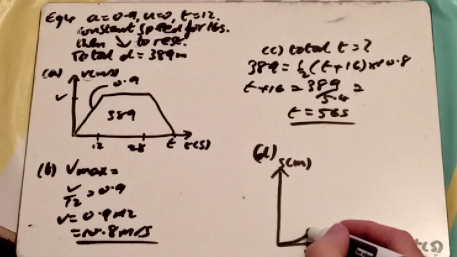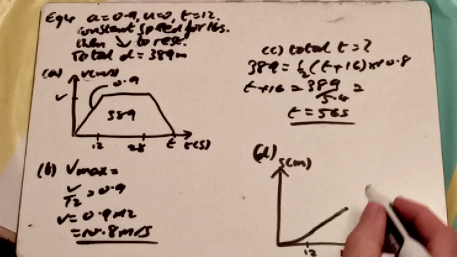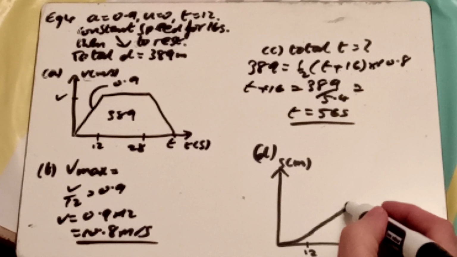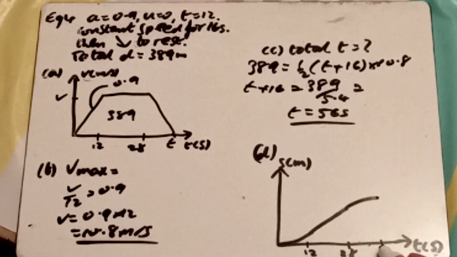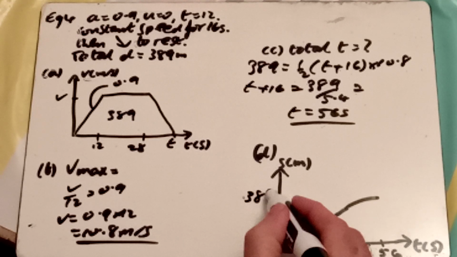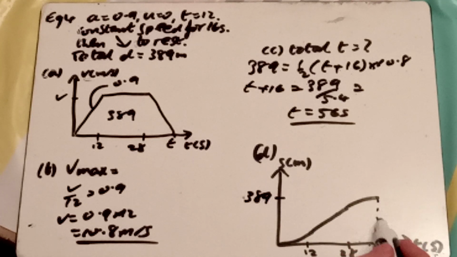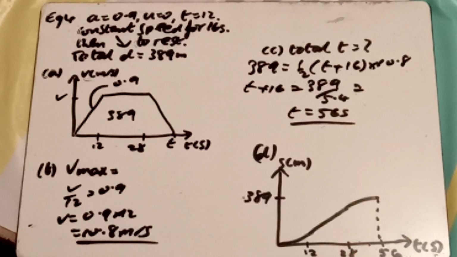And then we've got a period of 16 seconds where it's a straight line, 28, and then it will decrease to rest at that 56 seconds. And I know that that's 389 is my total displacement covered in the 56 seconds there. So it was a curve there, a straight line, and then a curve going downwards. So we end up with a 0 gradient, 0 velocity.